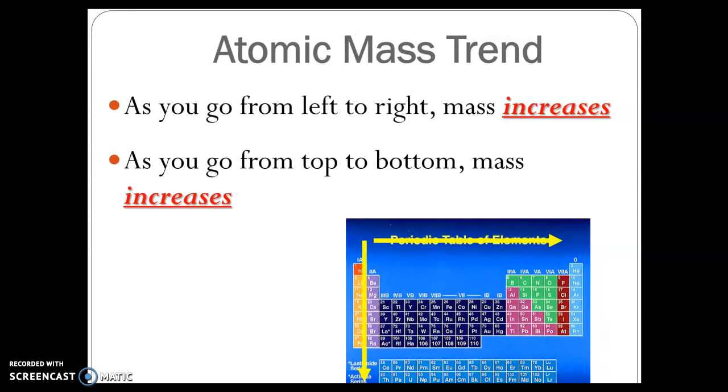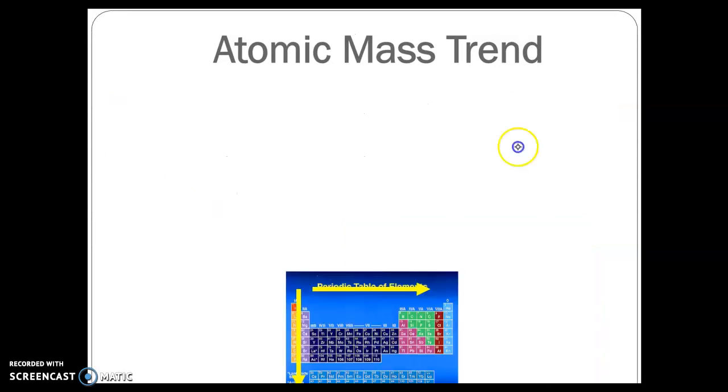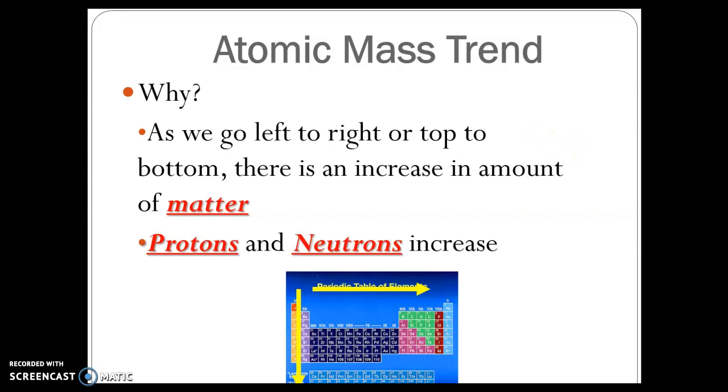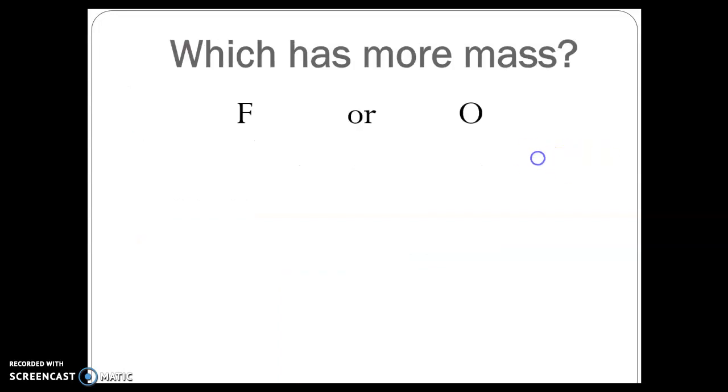This is the word I'm looking for. All right. As you go from left to right, there's an increase of matter. The number of protons and neutrons increase in both of those directions. All right. So this is not on your paper, but we'll skip this one, do it in class.